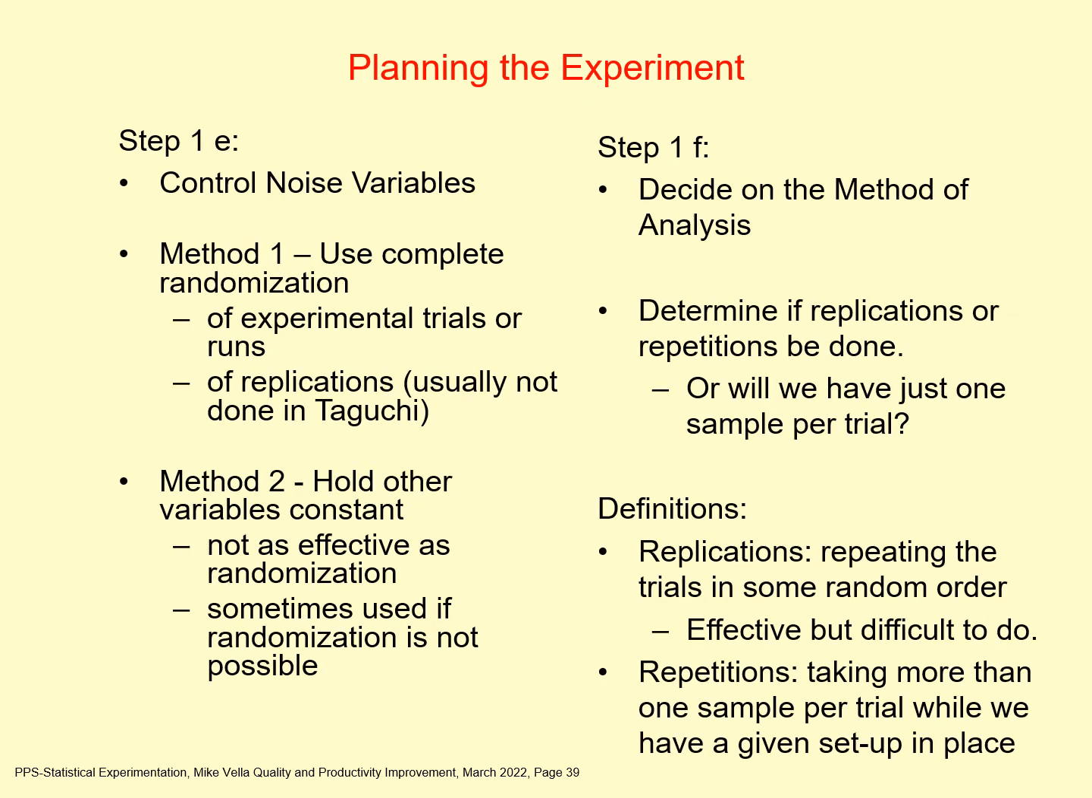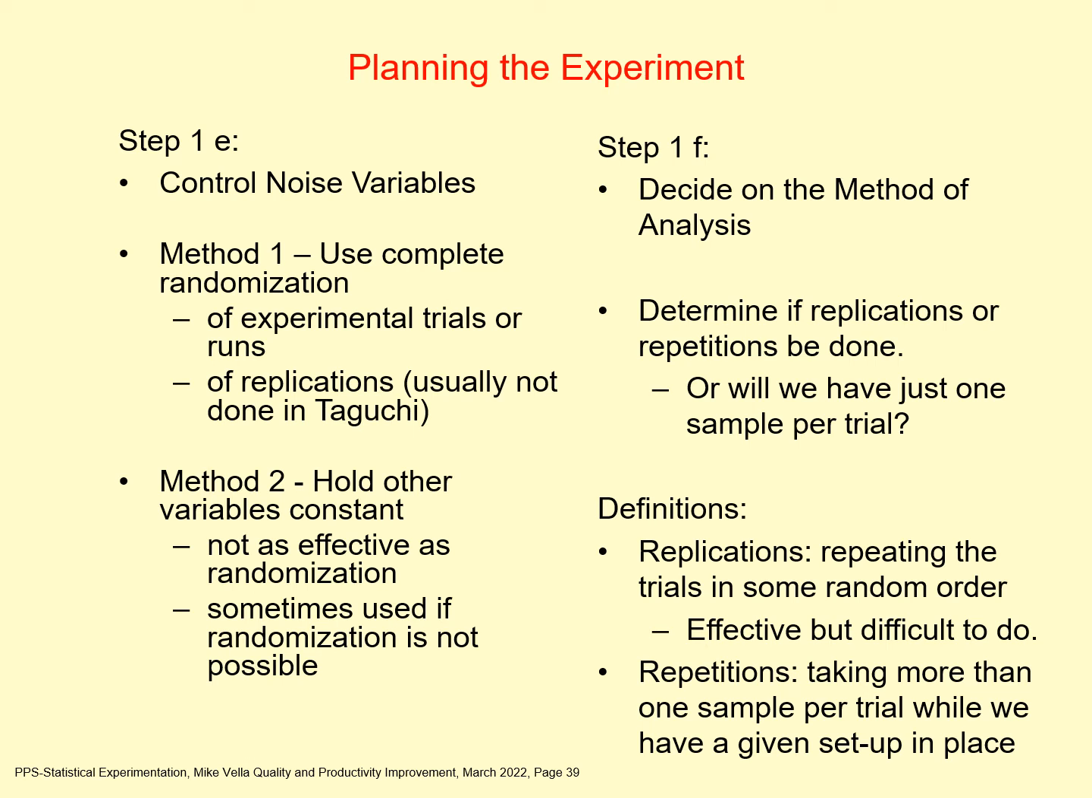In step 1E, we're talking about controlling noise, and that is not audio noise. We're talking about extraneous and unusual variation. And to do that, we may use complete randomization of experimental trials and of replications. Method 2 is to hold all the variables constant to the greatest degree possible. This is not as effective as randomization because it's very, very hard to hold all variables constant all the time.